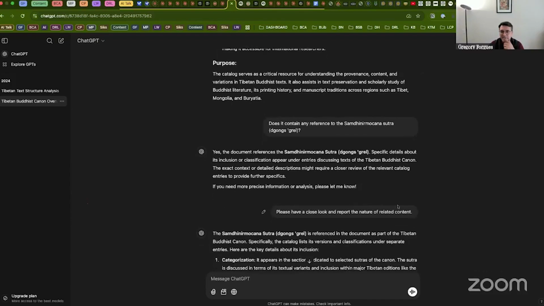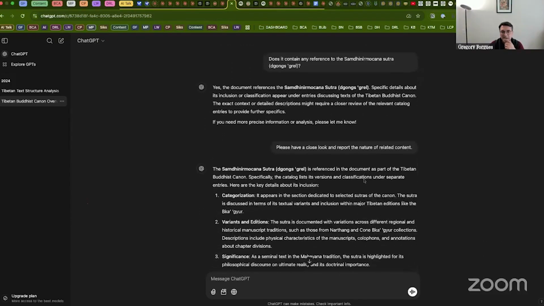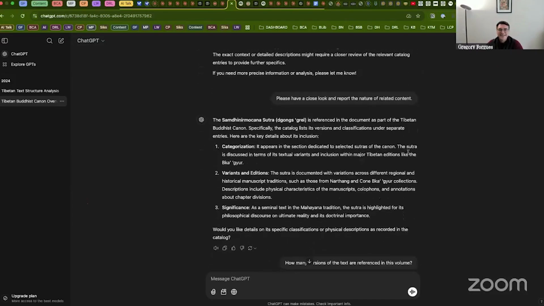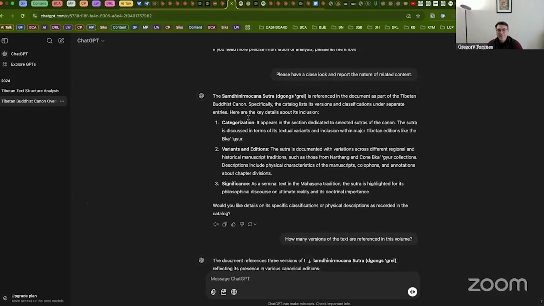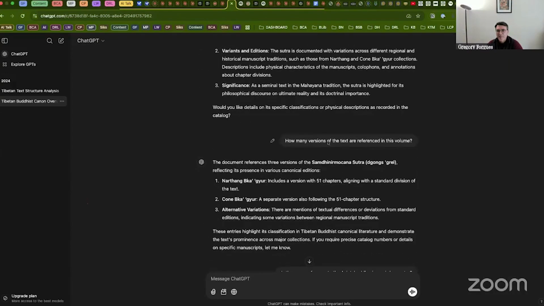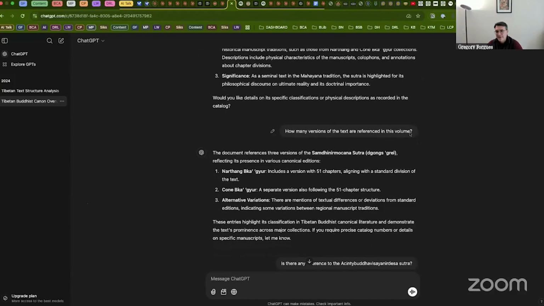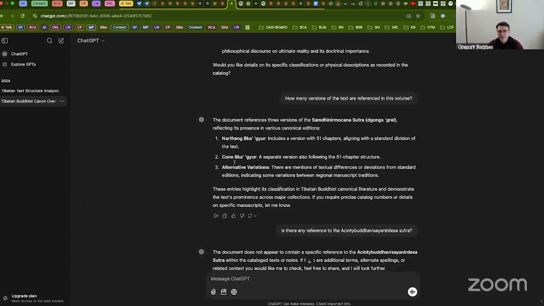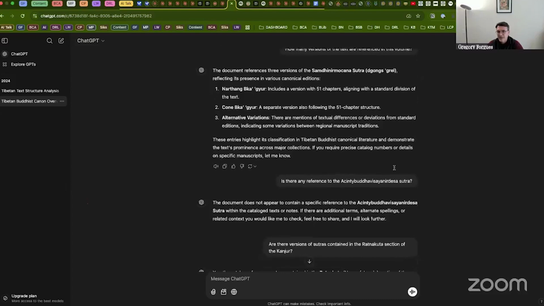So, okay, well, let's have a closer look. Sloppy prompting, by the way, everything we shouldn't be doing. It's vague, but it gives me a list of what I can expect here. So how many versions of the text are referenced in this volume? And then it's going to list for me what they have. They don't have much. It doesn't seem there is anything too interesting.